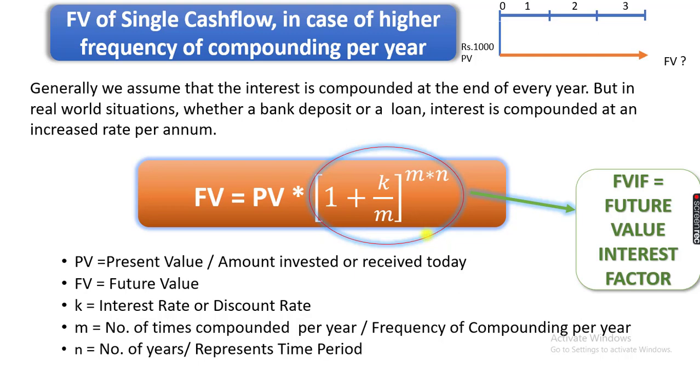We can observe here that if there is a higher frequency of compounding per annum, the formula for the future value interest factor would change a little bit. The component of higher frequency is added in the form of m in the formula. Let us look at a numerical example now.